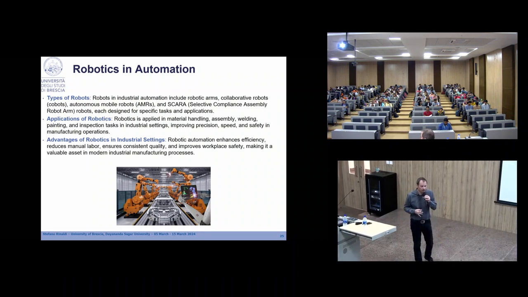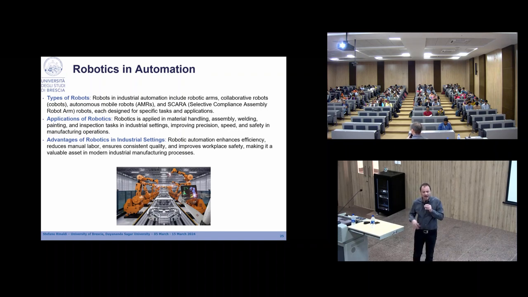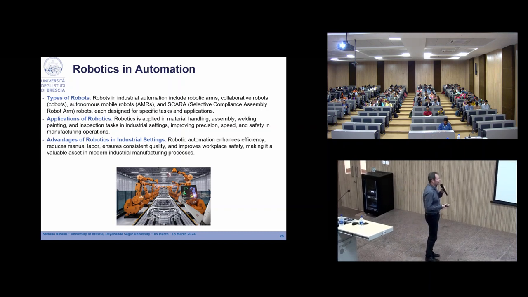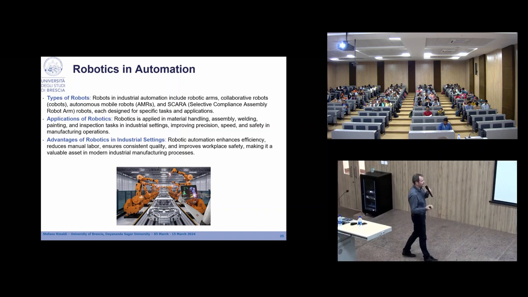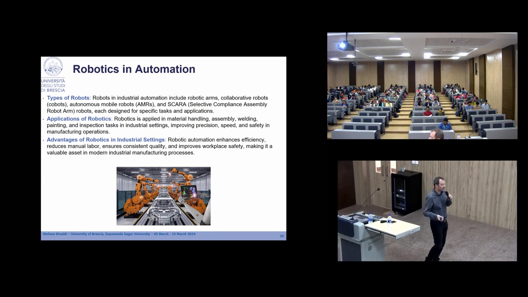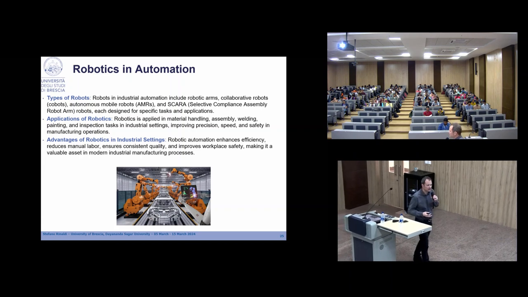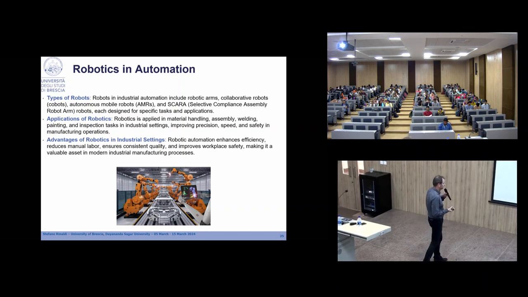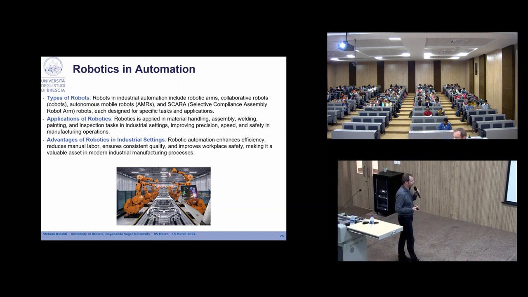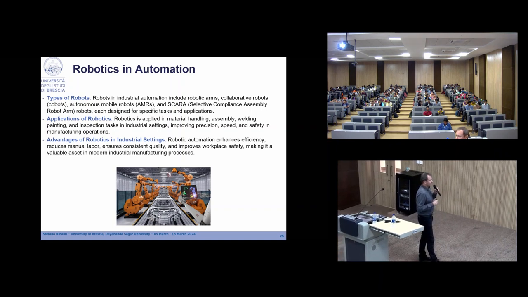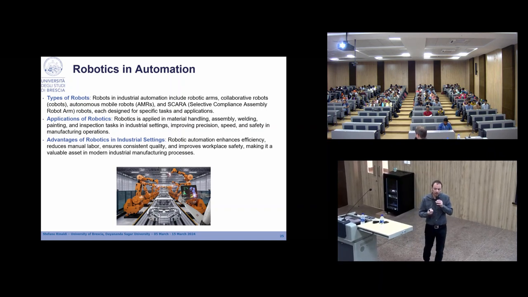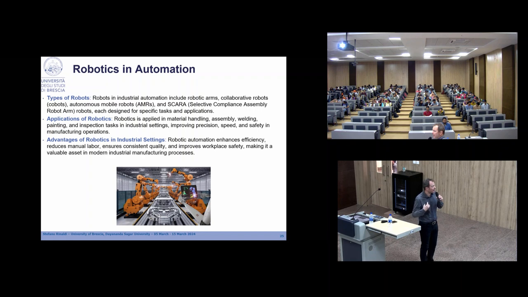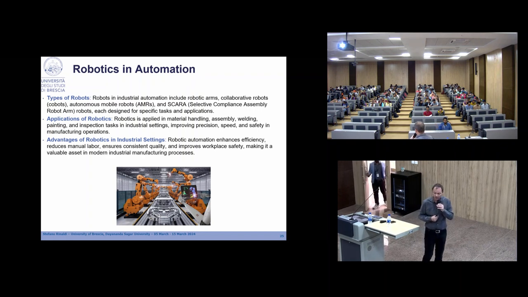Each different type of robot in industrial plants is used for different applications. Typical applications of robotics in industrial automation are, for example, material handling, assembly, welding, painting, inspection, and so on. In all the applications where we need high precision, high speed, and high safety. The robots and the automation help to reduce the need for human work and help to improve the quality of the products we are producing.